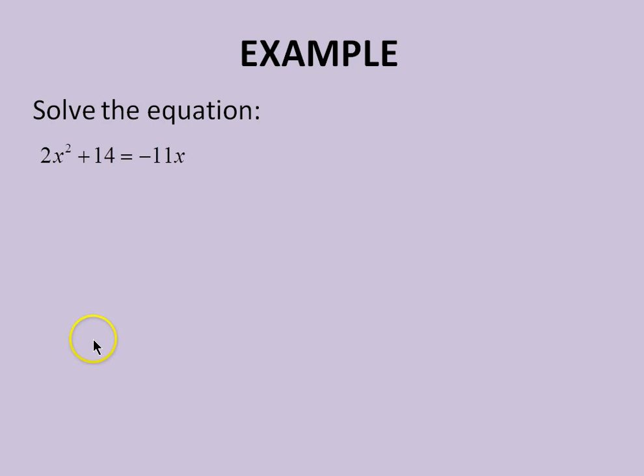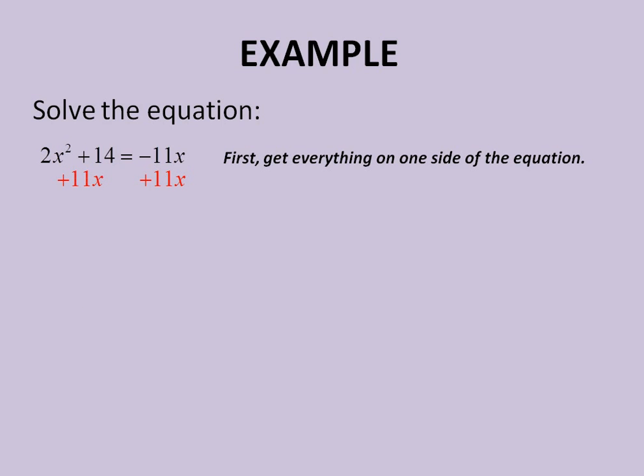The adjustment we're going to make is we're going to add 11x onto both sides of the equation so that we can get it over and be with all the other terms there. That's also going to help us out by making the equation equal to 0. So we have 2x squared plus 11x plus 14 equals 0. And again, once we get to this point, we're going to try and factor it out.